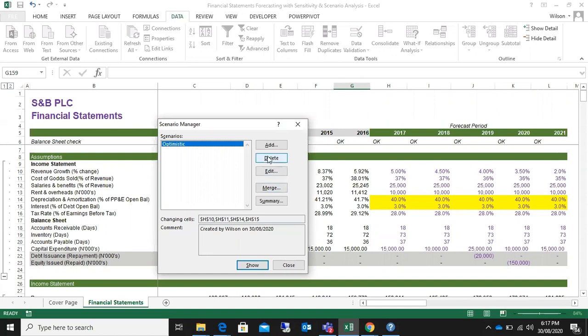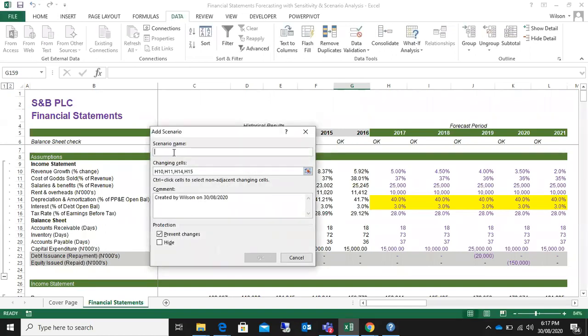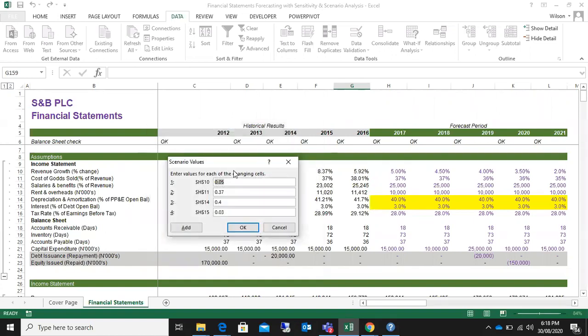The next thing you now go to is you just say add again. Now you go and define your pessimistic. For pessimistic, the changing sales value, you're still not going to touch it, because it is the base case. So you're simply going to click on OK. It takes you here. So let us be pessimistic this time around. We don't want to be optimistic in 2017. We want to be pessimistic.